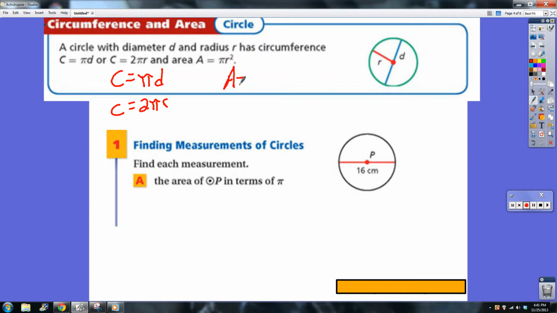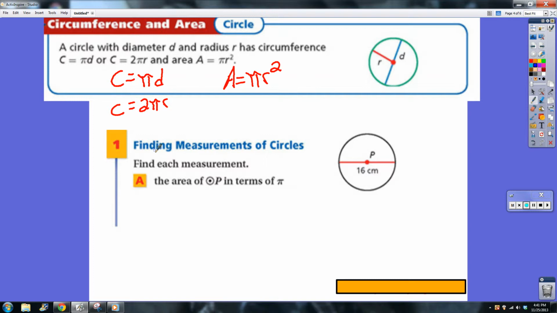The area of a circle, area is equal to, and you'll see that right here, pi r squared. Pi multiplied by radius squared. Notice with our circle here we have a radius. The radius is the distance from the center of the circle to the edge of the circle. The diameter travels from one edge of the circle to the other, passing through the center.